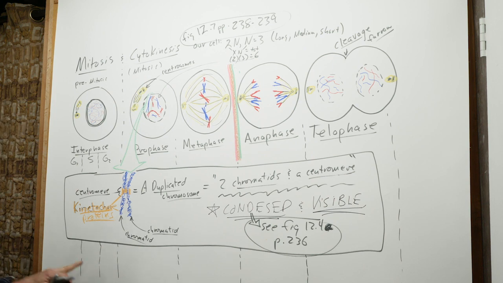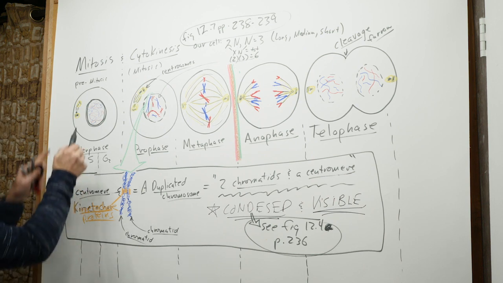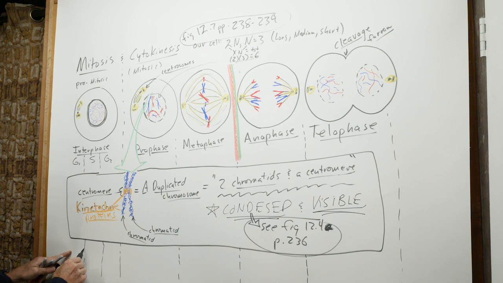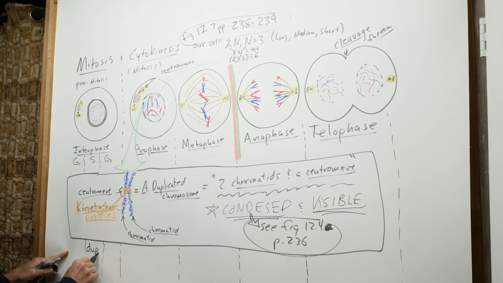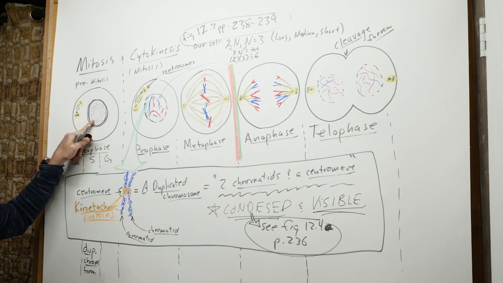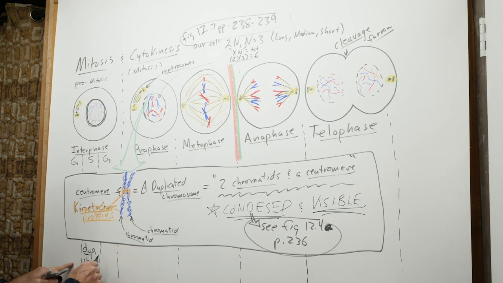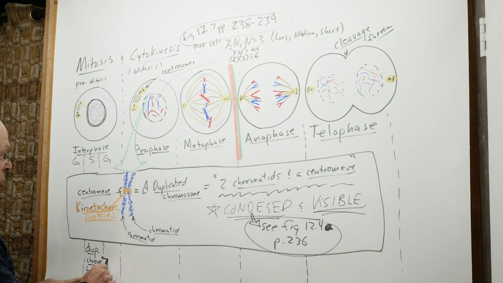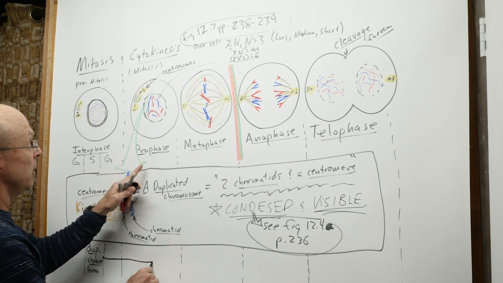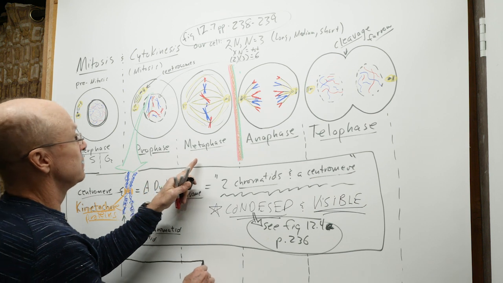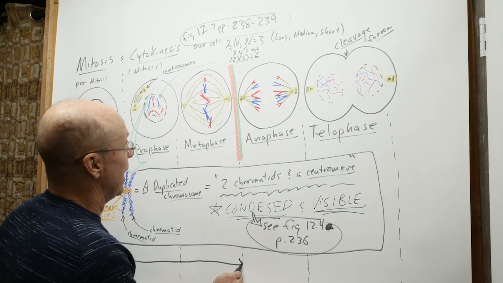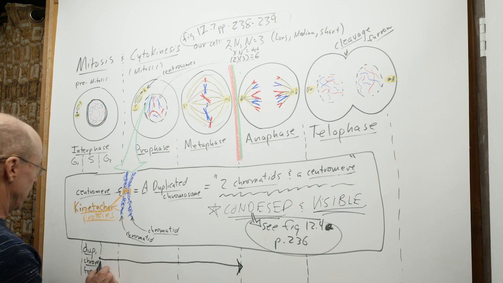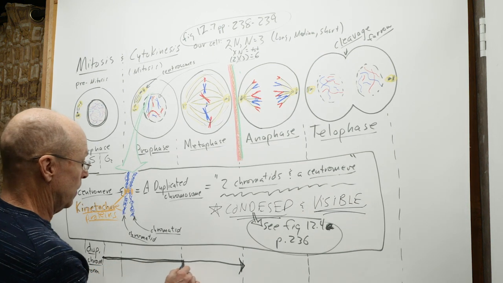I wanted you to see the life of a duplicated chromosome. Technically, that duplicated chromosome starts here. The duplicated chromosomes form during S. They aren't condensed at this point, but they form here. So the duplicated chromosome is alive through G2, through prophase, through metaphase, and then when they split, that is the life of a duplicated chromosome.